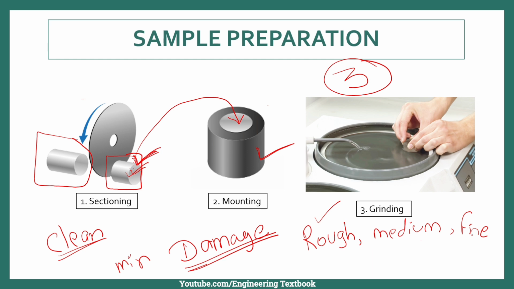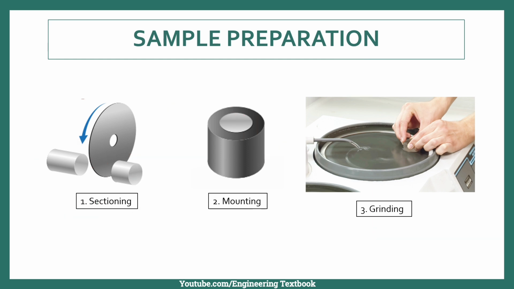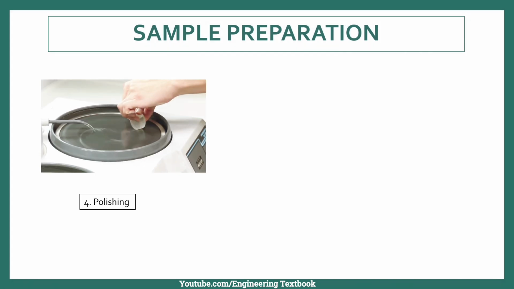So, till now we have seen sectioning, cutting the workpiece into a small volume of section, cleaning it, and then mounting it into the plastic cylindrical container to minimize the damage, and then grinding the specimen to remove the cutting tool marks, to obtain a uniform ground surface finish and to obtain a smooth surface finish. Now, our next step, that is the fourth step, is polishing the specimen.